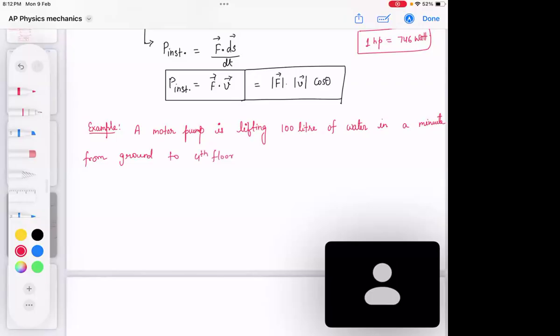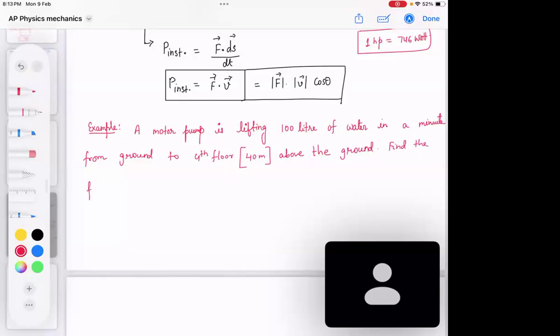Fourth floor means what? What is the height of the fourth floor? So let's say the height of the fourth floor is 40 meter above the ground. Okay. And the water is lifted from where? From the ground itself. Find the power of the pump required.